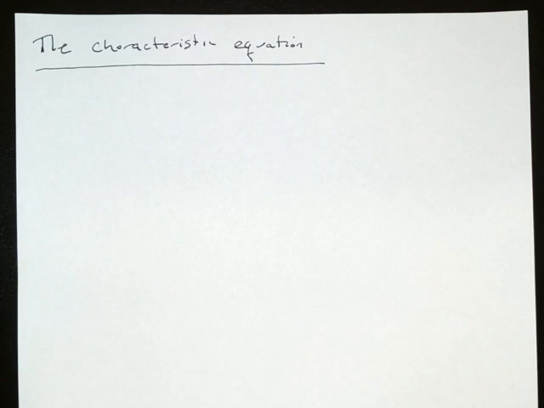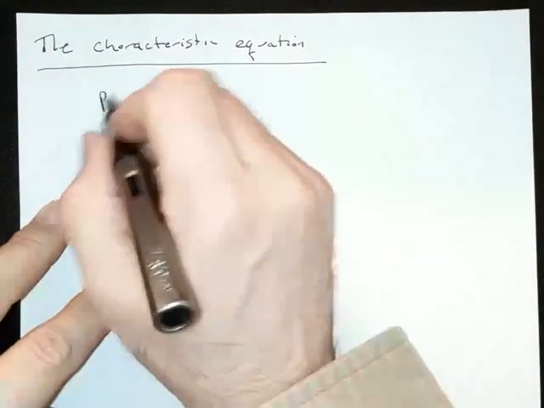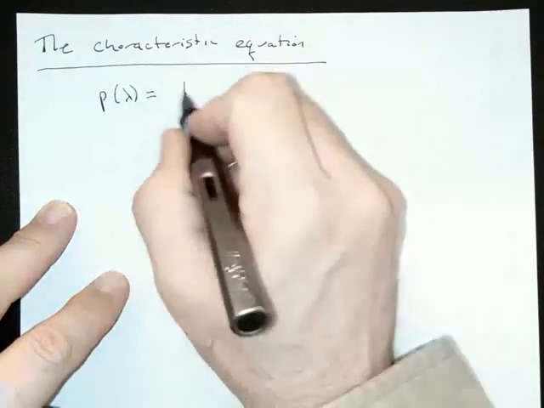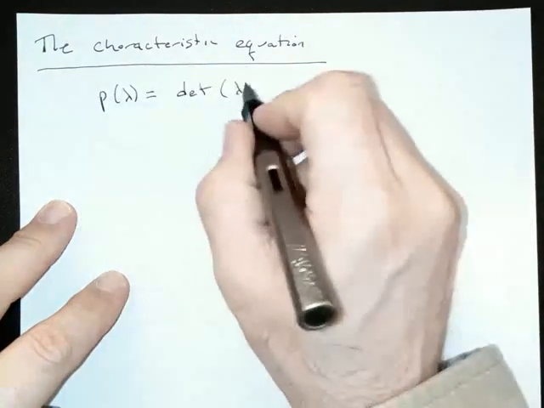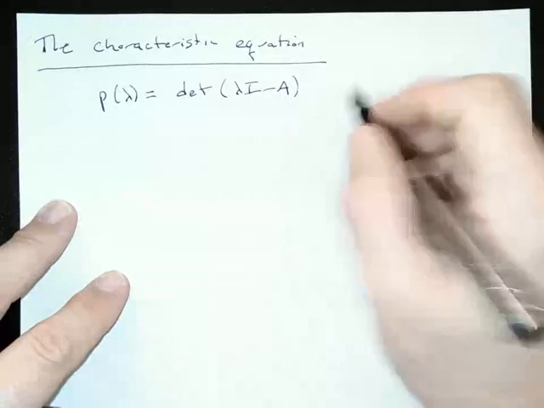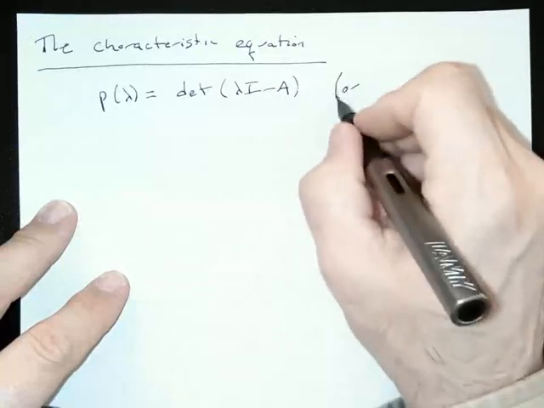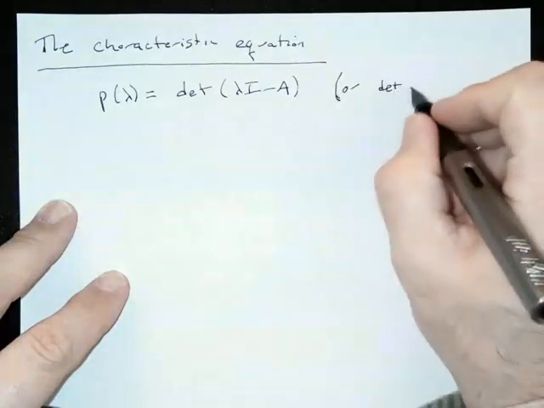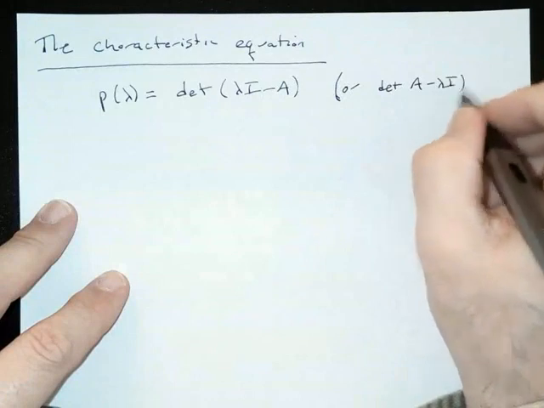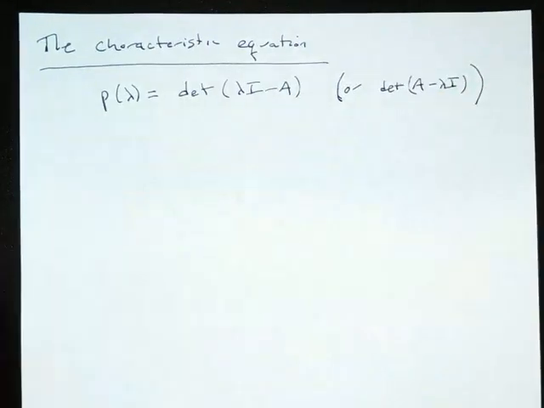The equation we were finding, that polynomial that we used to find all the eigenvalues, that's called the characteristic equation. So this is our function, regardless of which way we do the subtraction.